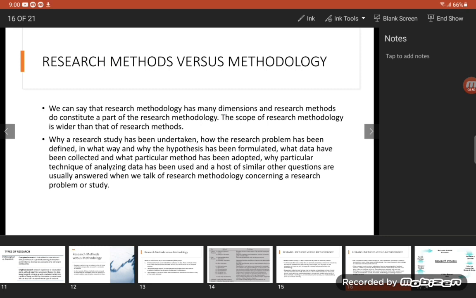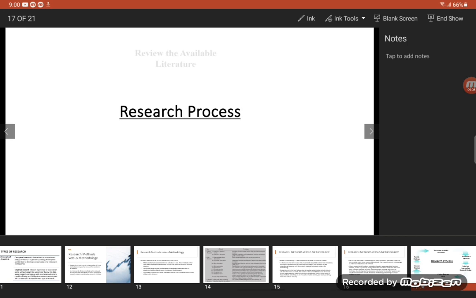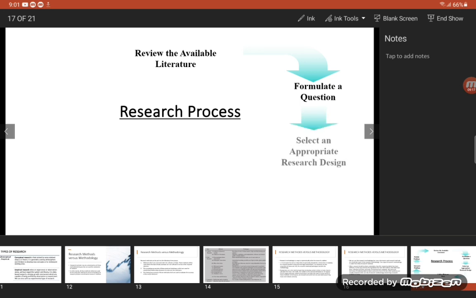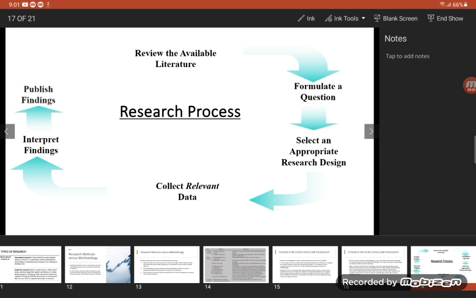So the scope of research methodology is wider than the research method. Research methodology is the wider umbrella. If we have a research process, the first step is to review the available literature and then formulate a question. After that, we have to select an appropriate research design, collect relevant data, interpret findings, publish findings, and this is the end of the process.